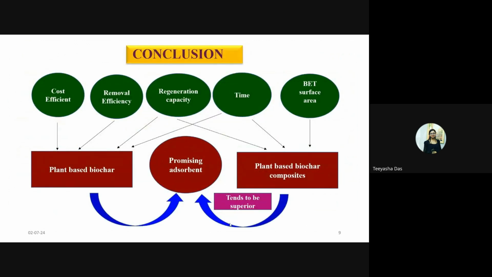Now, moving on to the conclusion part. Based on the entire literature review, the conclusion is that if we see in terms of cost efficiency, then removal efficiency and regeneration capacity, plant-based biochar is sufficient. But if we consider the time, the BET surface area, that is the adsorbent surface area, and also to some extent the regeneration capacity, then plant-based biochar composites tend to be more superior than the plant-based biochar.